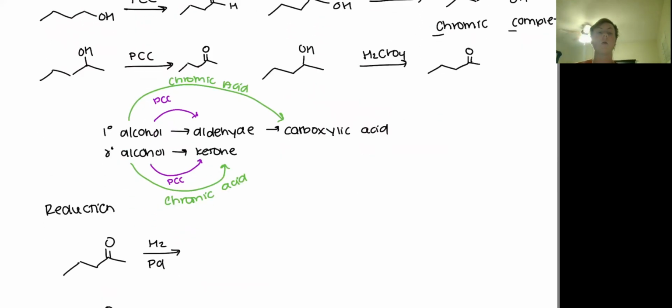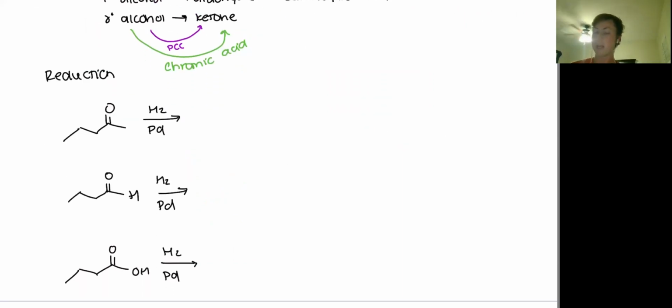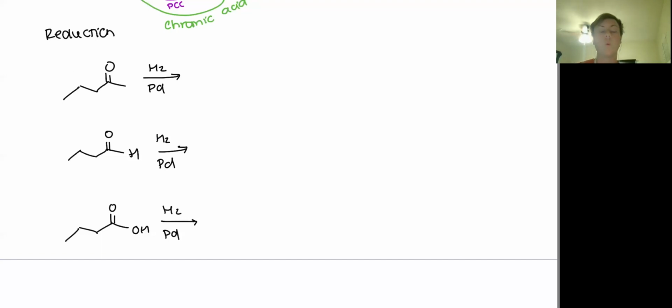And then as the flip side of the coin, we have our reduction reactions. I'm not sure whether you will be tested on this depending on your professor. But if we have a ketone, we can reduce it with hydrogen gas and platinum, palladium, or nickel and get it back to that alcohol. And if we have an aldehyde, we can also get it back to the alcohol pre-oxidation.